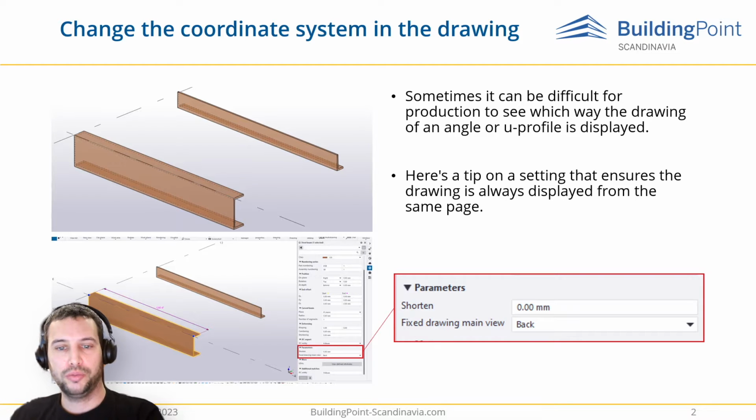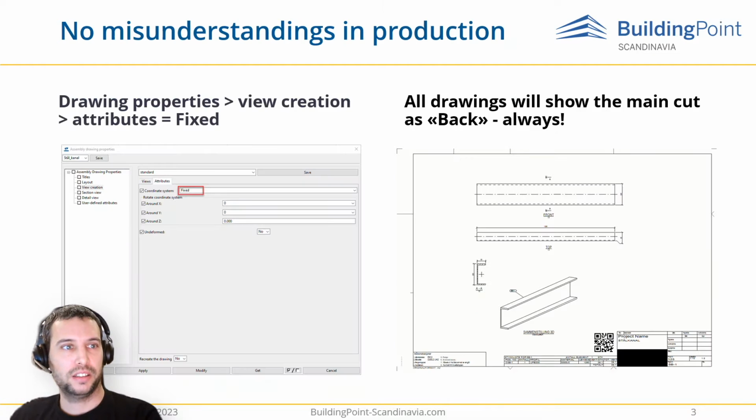Going to your parameter, fixed drawing main view, and set it to, for instance, back. After that, you go to your drawing properties, view creations, attributes, change it from free to fixed. After this, your drawings will always show the main cut as a back, and will do this always. So, no misunderstandings in the production.